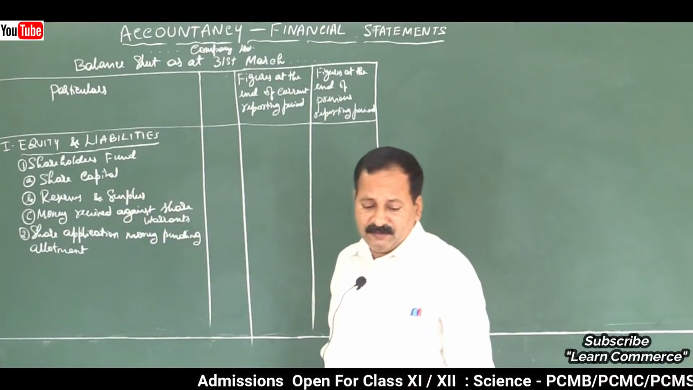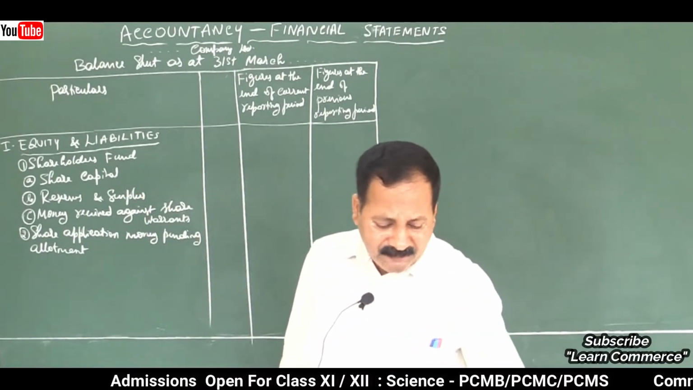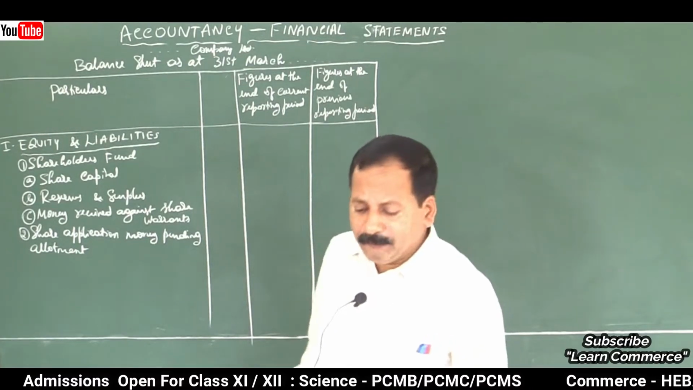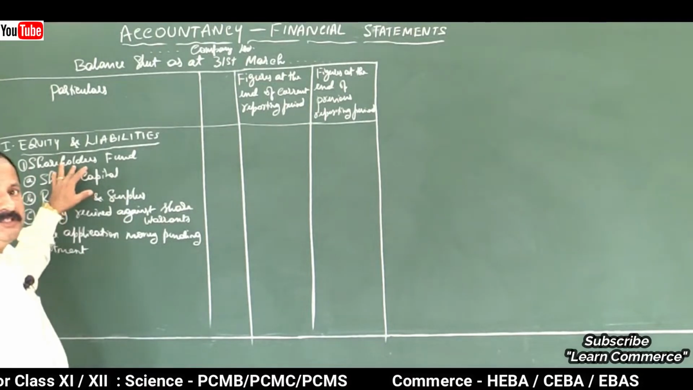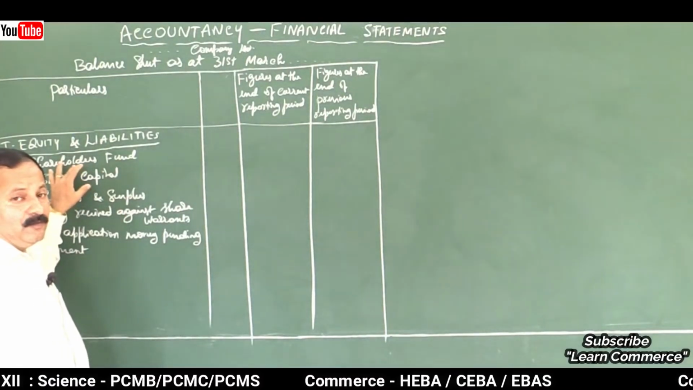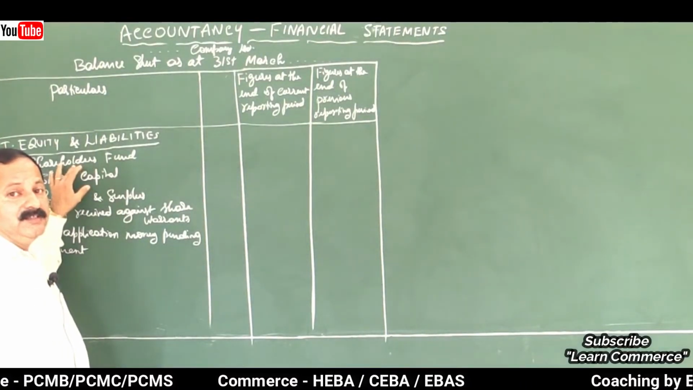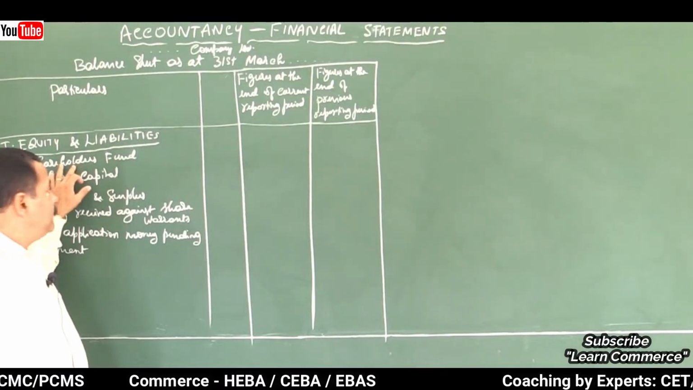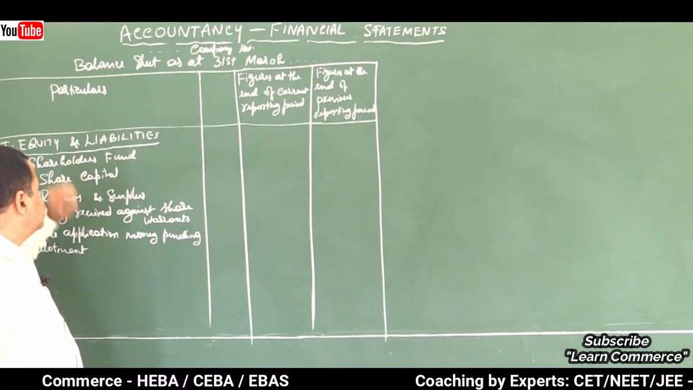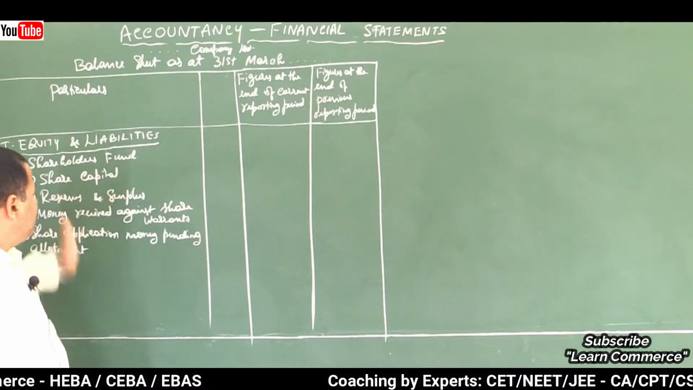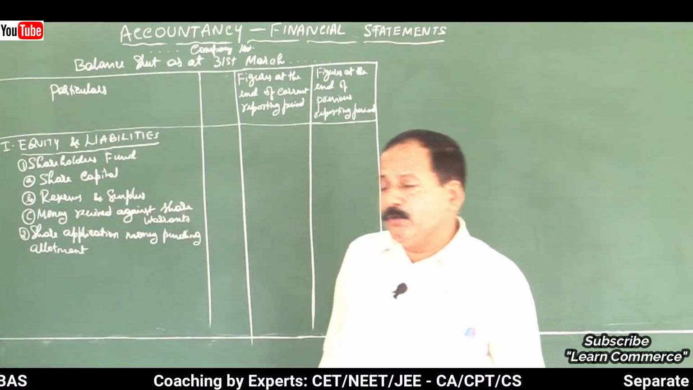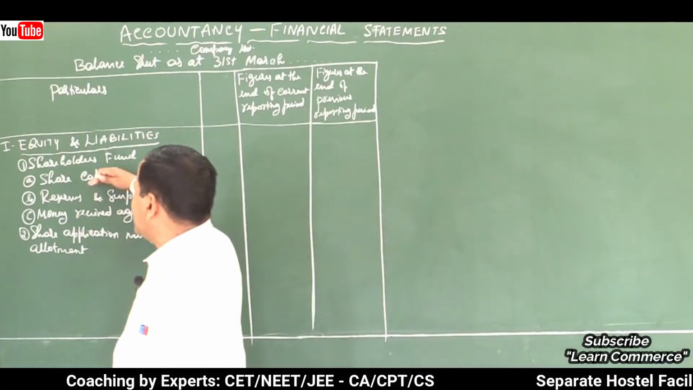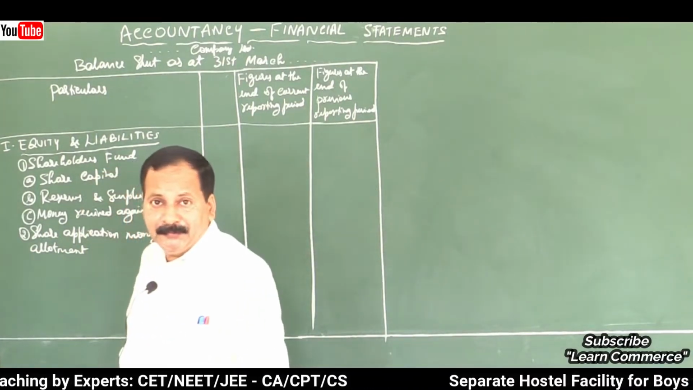Shareholders fund. Friends, here we will show different types of shares, that is equity shares or preference shares, the shares that are issued to the public. That will be displayed under share capital. Share capital means equity and preference both are to be included here, and should be shown separately under share capital. That is what we have to do.